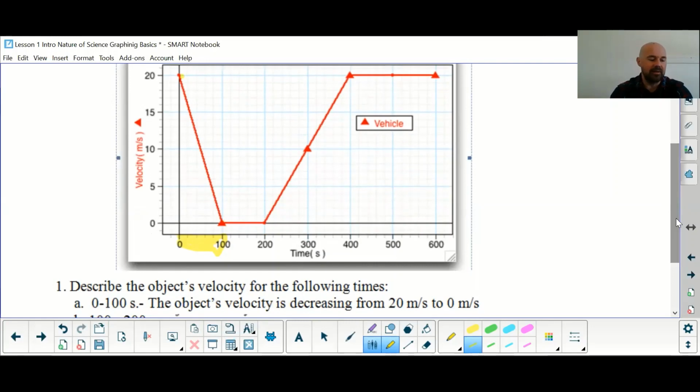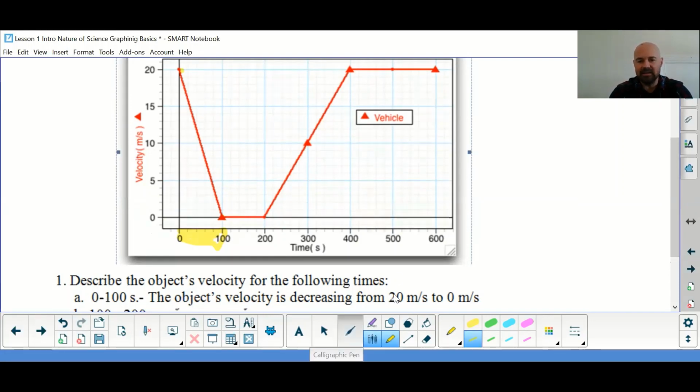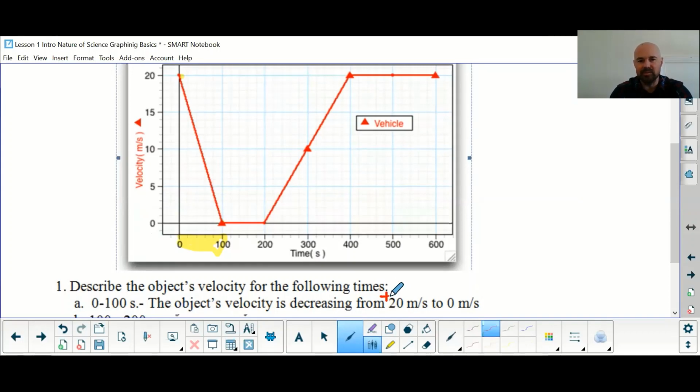It says from 0 to 100 seconds, the object's velocity is decreasing from 20 meters per second to 0 meters per second. The only thing I might add is positive 20 meters per second, because this is positive 20. Since velocity is a vector, positive just means it's going to the right or up. This represents something going to the right. If it was below this x-axis, those would be negative velocities. You might think, I can't have a negative velocity, but that's not true. Negative is just the direction, so it's moving left.